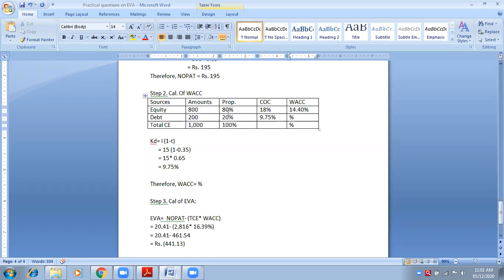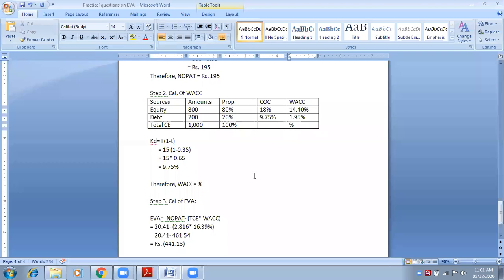Okay. So this is 80 into 18%. Next, 20 into 9.75%, which is 1.95%. Very good. And what is the total of these two? 14.40 plus 1.95 is 16.35%. Wait. It is 14.40 plus 1.95. Add both of them and tell me what is WACC.